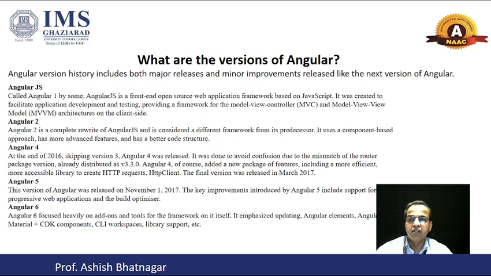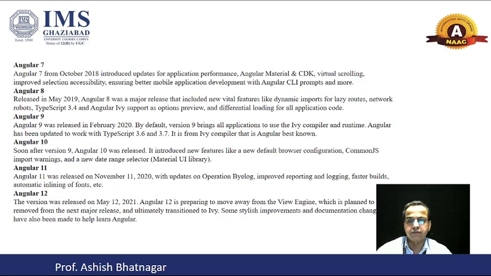Angular 5 was released in November 2017. Key improvements introduced by Angular 5 include support for progressive web applications and the build optimizer. Angular 6 focused heavily on add-ons and tools for the framework itself. It emphasized updating Angular Elements, Angular Material, CDK components, CLI workspace, library support, and so on.